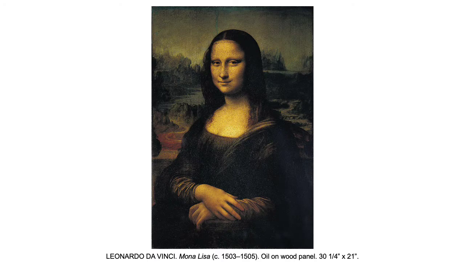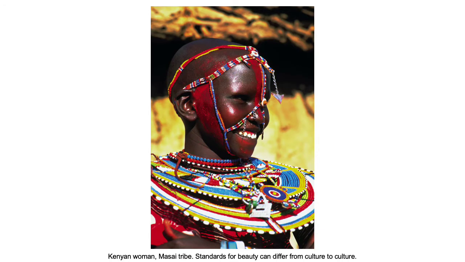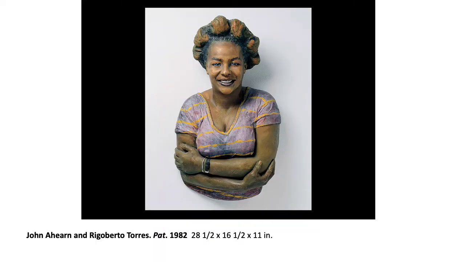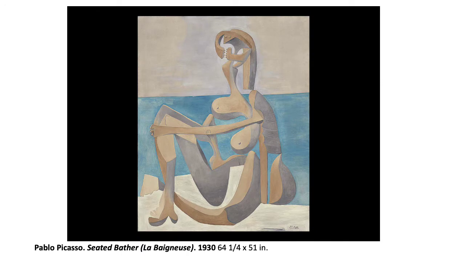So, the Mona Lisa, one of the most widely recognized portraits in the whole world, portrays a form of westernized beauty in the 16th century. Here we have a Kenyan woman, and it portrays another culture's ideal of beauty. Their casting of people makes their portraiture recognizable to the person who knows the person being cast. If you knew Pat, you go, oh, I know her. And then there's Picasso. There's another portrait.